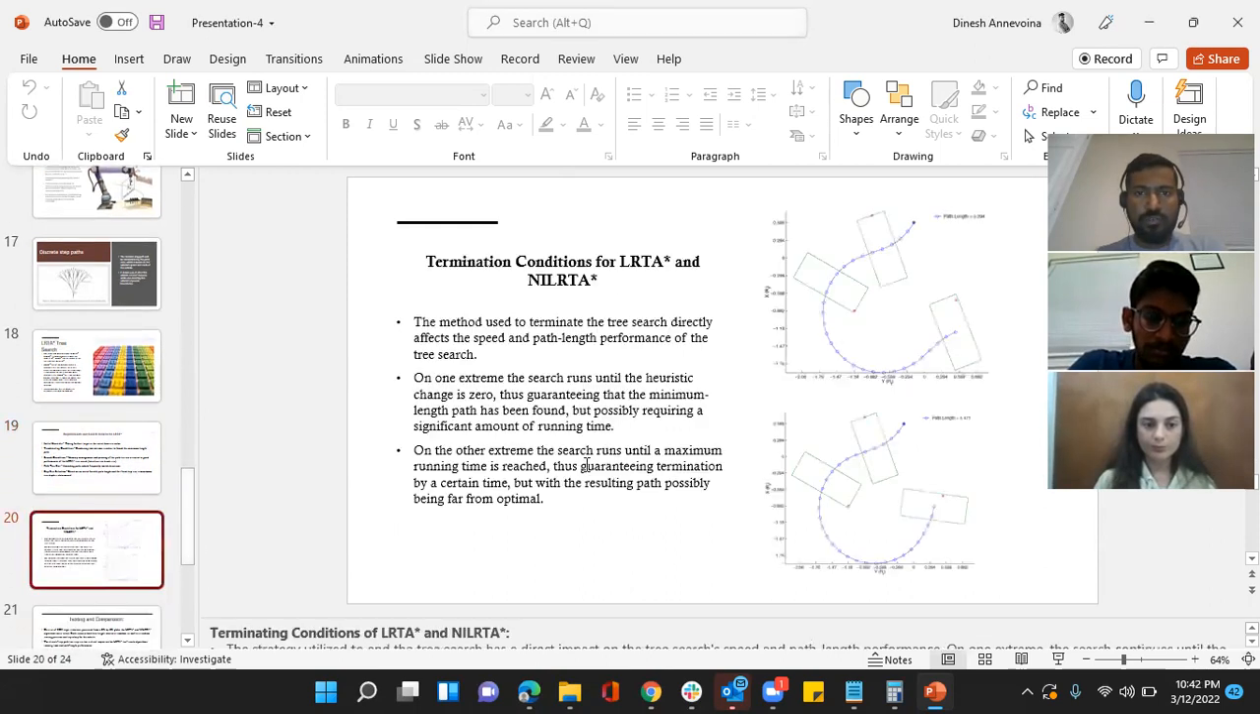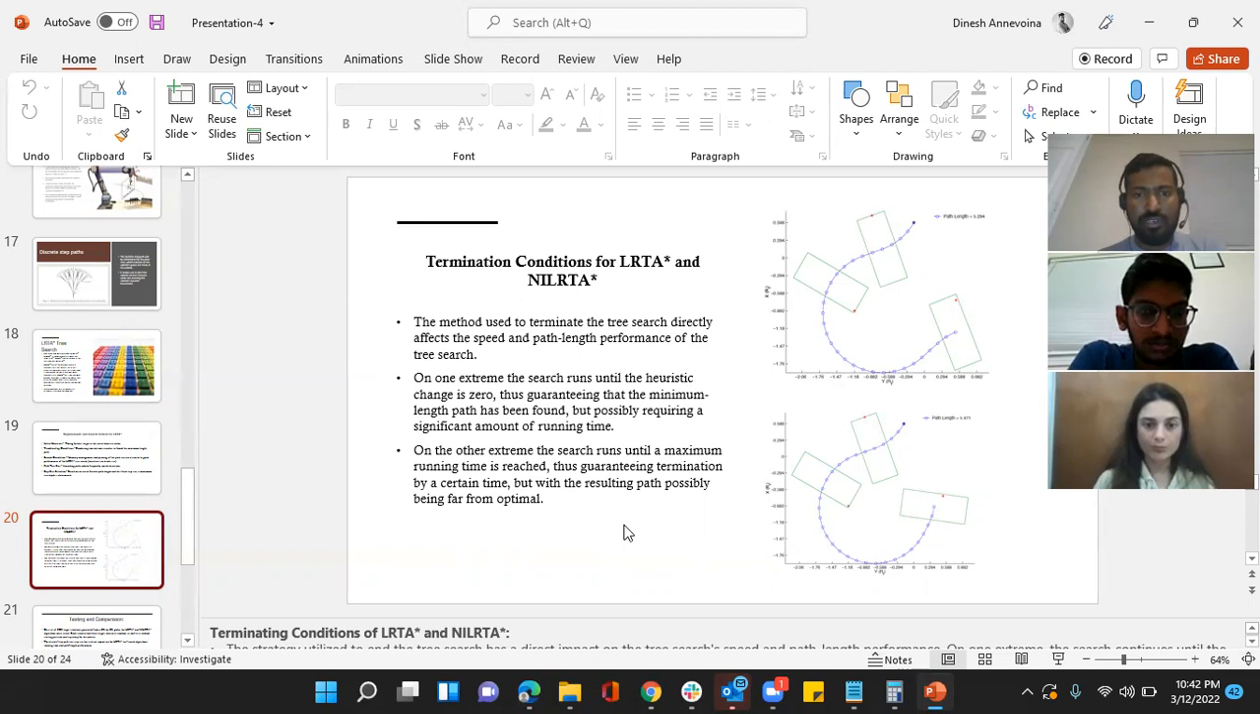And coming to the termination conditions that we discussed earlier in the slide. Basically, there are two extreme conditions to find out the optimal path. One is it runs until the heuristic change is 0. Until the end, it should find the optimal path. It will find the solution, but it can be lengthy, and it requires a significant amount of running time. So that's one of the extreme cases.